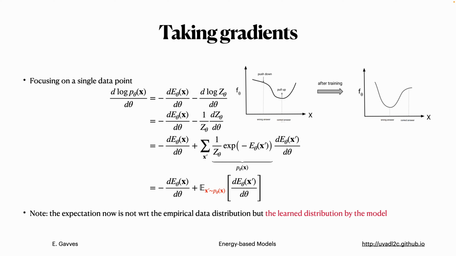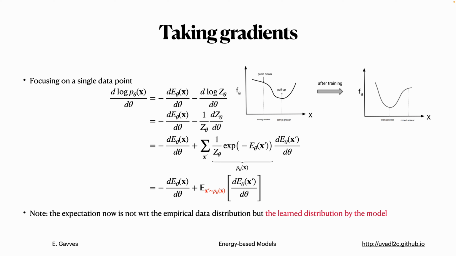So focusing on a single data point, taking the logarithm of our likelihood, to spell out a bit more the difficulty. For the gradient of the log likelihood, we have to take the numerator, minus, because it's an energy function, minus the gradient of the logarithm of the normalization constant.